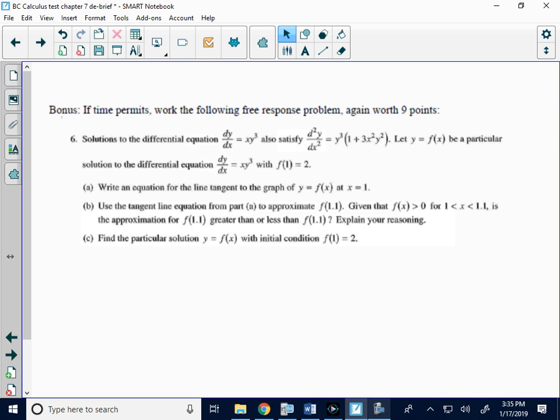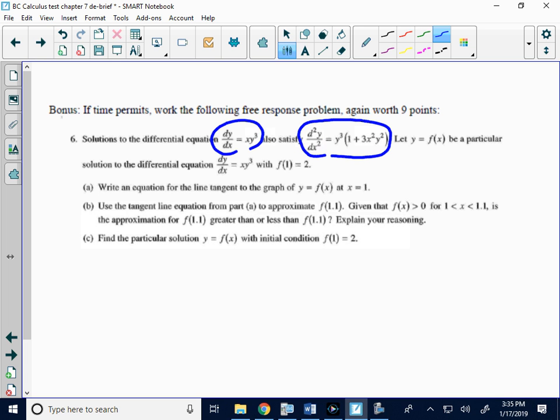What do we got? We got a differential equation. We got a second derivative. I don't know if we'll need that or not. That's that. Y, that's the solution to this guy. And we have an initial condition. So just looking at the points, this is equation of tangent line. That's pretty easy. This is use the tangent line. This is find the solution. So the vast majority of points are going to be down there. Let's go ahead and separate and integrate.